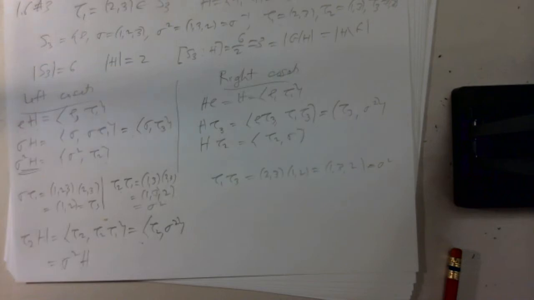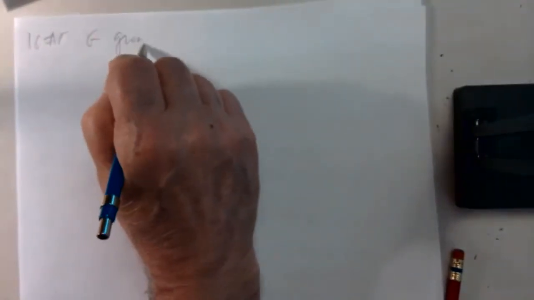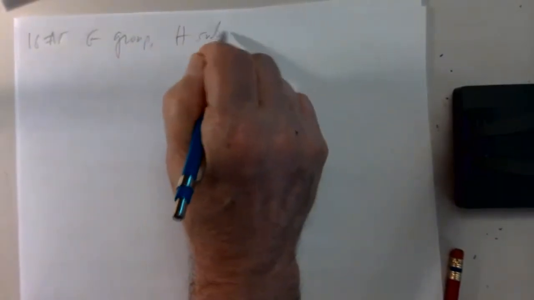Can we do number 5 as well? Section 1.6, number 5. Let G be a group and let H be a subgroup of G. Define a relation tilde on G as follows: X is related to Y if X inverse Y is in H. Prove that this is an equivalence relation and that the equivalence classes of the relation are the left cosets of H.